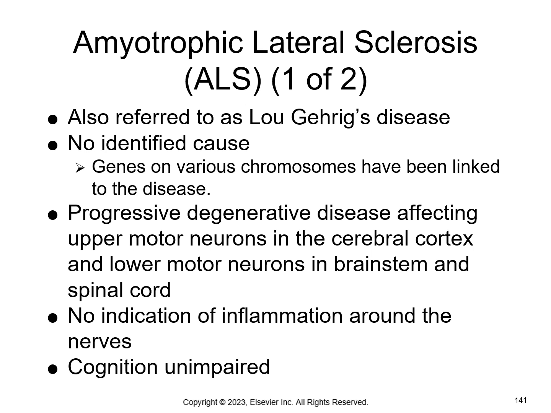Next, we have amyotrophic lateral sclerosis, or ALS, or Lou Gehrig's disease. It's a muscle wasting and degenerative hardening of the lateral corticospinal tracts. The cause is unidentified, but genes on various chromosomes have been linked to it. It's a progressive degenerative disease that affects both upper motor neurons in the cerebral cortex and lower motor neurons in the brainstem and spinal cord. There's no indication of inflammation around the nerves, and cognition is not impaired with ALS.